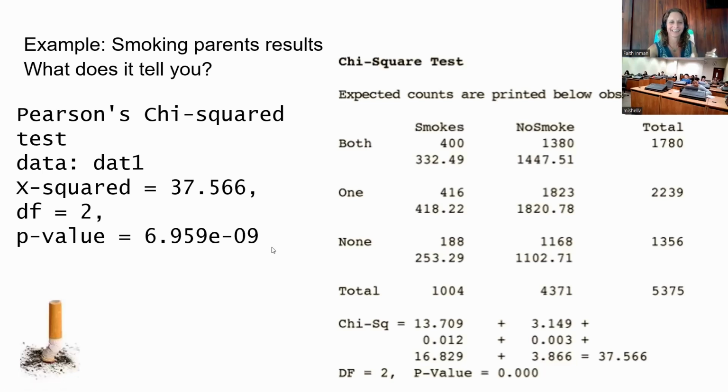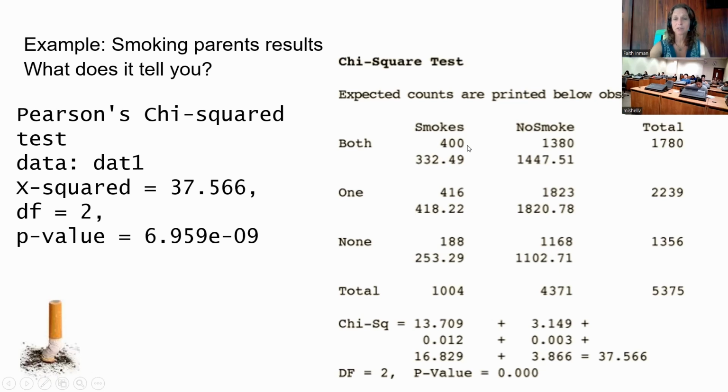Okay, here's a bunch of numbers for you. We're going to start by looking at what's over here on the right, the chi-square test. And we're looking at the legend: expected counts are printed below observed counts. Well, it is exactly what it says. So take the number of students that smoke where both parents smoke. Our observed data was 400 students. But given the data, if there was nothing going on, if it was all evenly distributed, given our total sample size we would expect 332.49 students to smoke when both parents smoke. That's our expected count, right? And so on and so on.